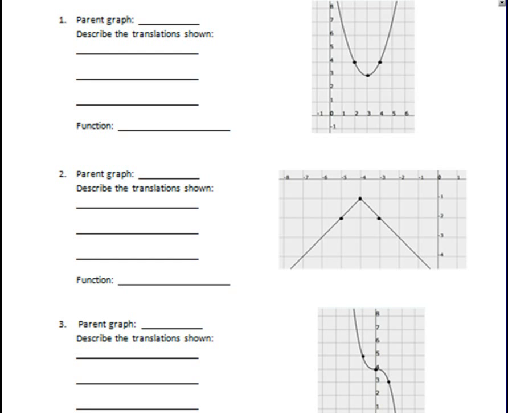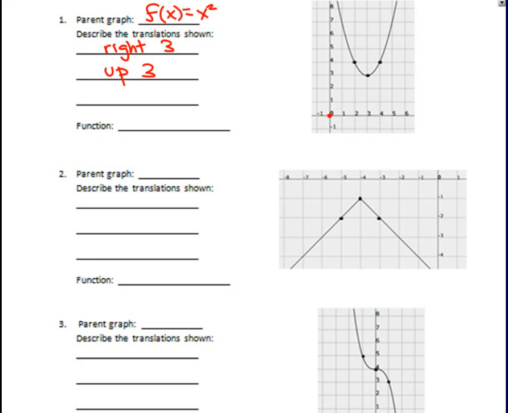Well, first thing, let's think about the parent graph. So number one there, what's my parent graph? Well, it's a parabola. So my parent graph is going to be f of x equals x squared. Now we have to always remember our starting point when our parent graph is at (0, 0). So we know that a couple things are happening here. It's moving to the right 3 places, and it's also moving up 3. So it's moving right 3 and up 3.